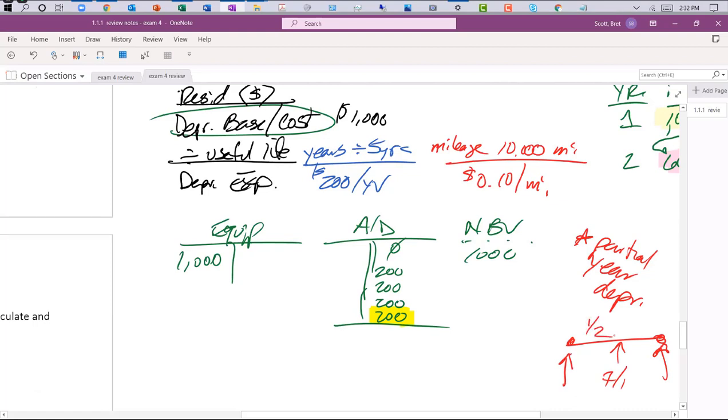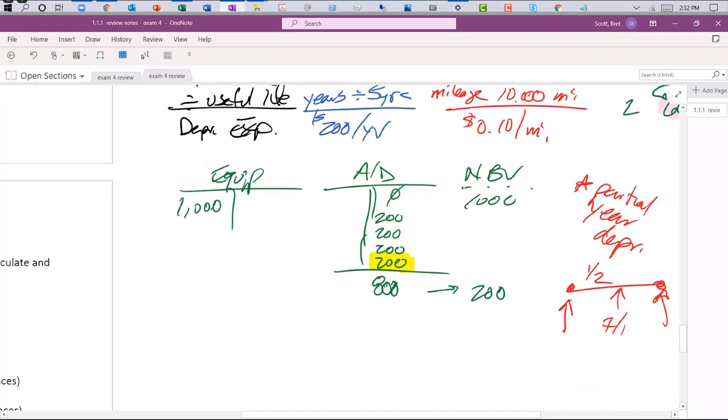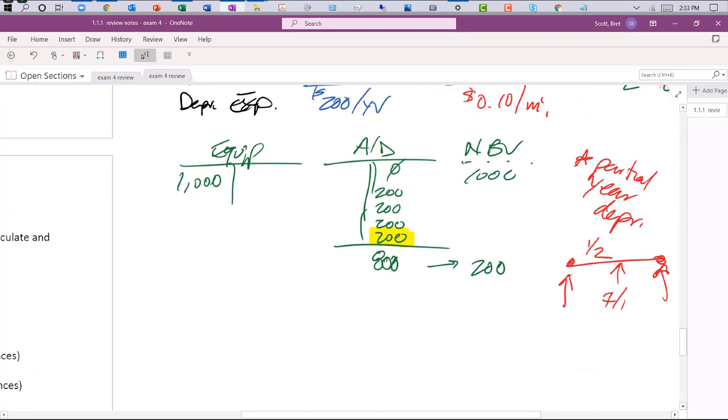We want to record that. But in some problems, I just tell you flat out the accumulated depreciation balance is 800, cost is 1,000. At that point in time, when we sell it, there's value on the books of 200 net book value. What's the journal entry when we sell it? Just like we talked about in class, we just empty out these accounts.